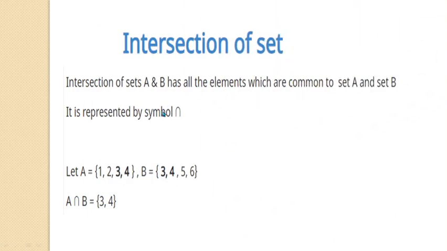Now intersection of sets means the intersection of two sets A and B has all the elements which are common to set A and set B, and this is the symbol to represent intersection. Let's take two sets A and B, and now you can observe, is there anything in common? Yes, 3 and 4 are common. So A intersection B will have all those elements which are common, 3 and 4.